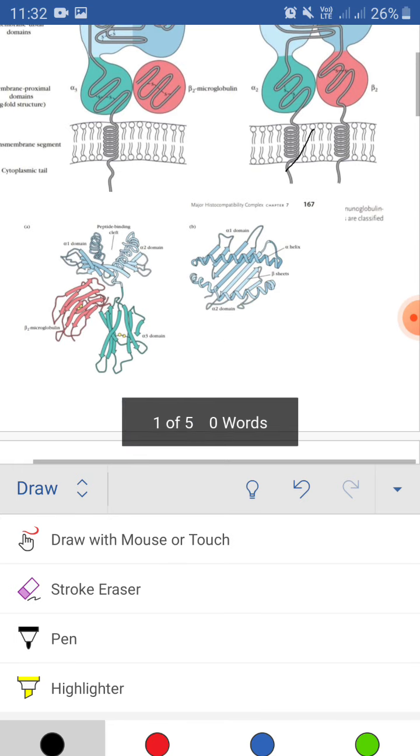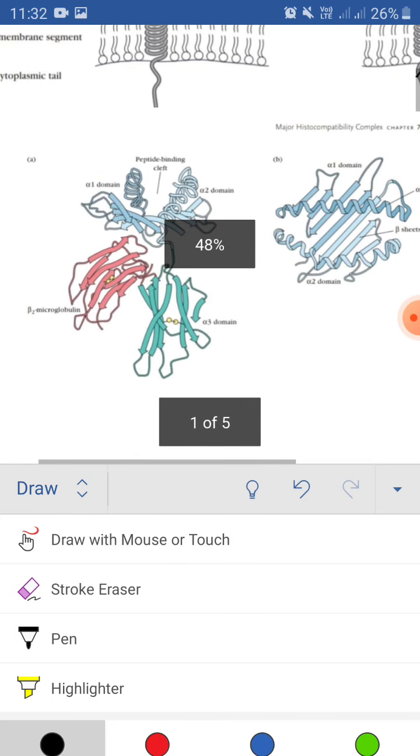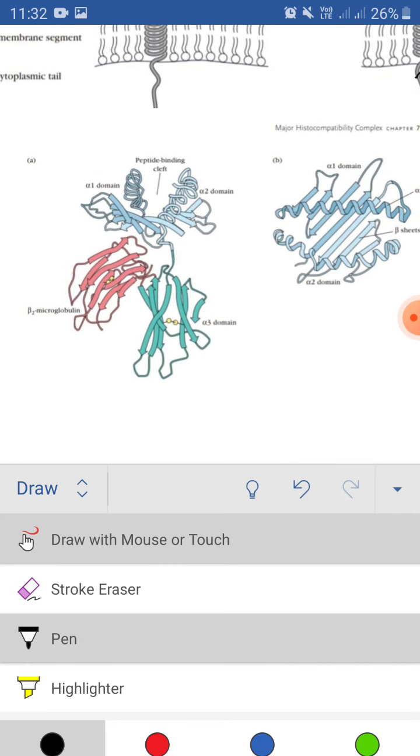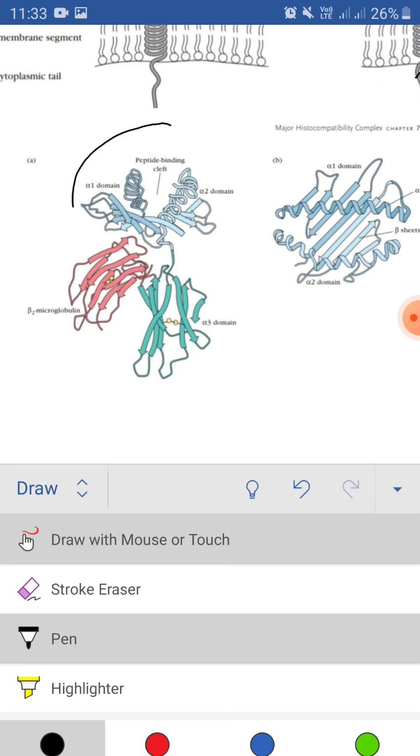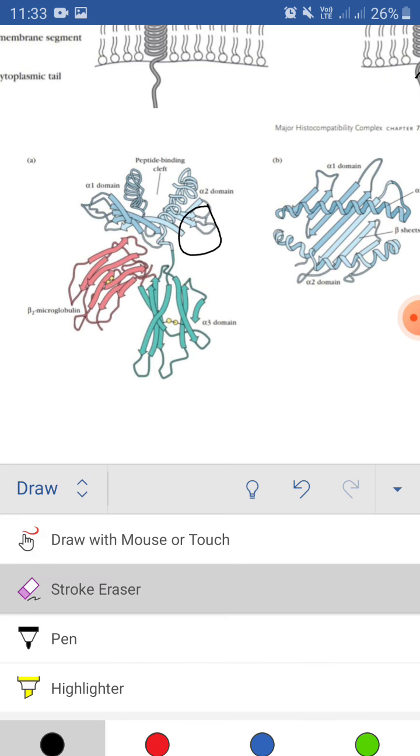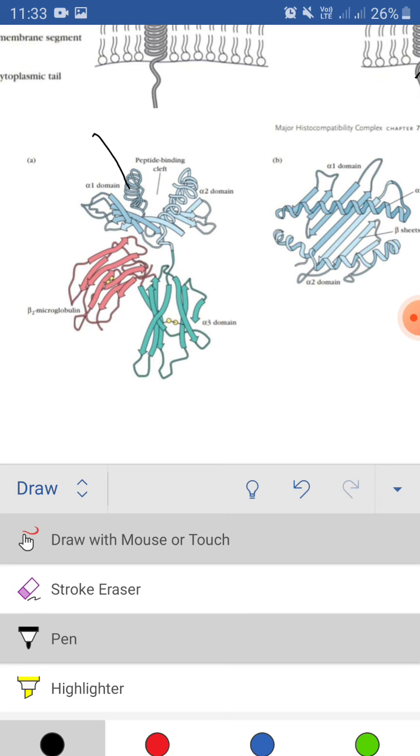Okay, this is the biochemical structure of MHC class 1 and class 2 molecules. You can see that here is the antigen binding site. It is composed of antiparallel beta sheet, and the region where the peptide binds is made up of alpha helix. You can see these are the alpha helices where the peptide binds.